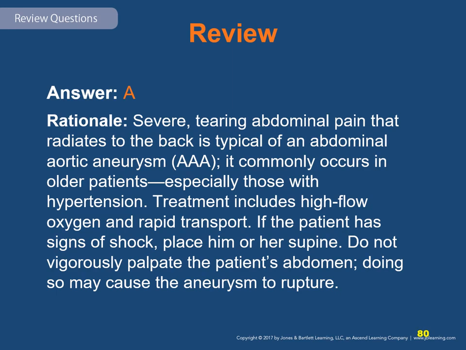The answer is A. Severe tearing abdominal pain that radiates to the back is typical of an abdominal aortic aneurysm, or AAA. It commonly occurs in older patients, especially those with hypertension. Treatment includes high flow oxygen and rapid transport. If the patient does have oxygen until help arrives.